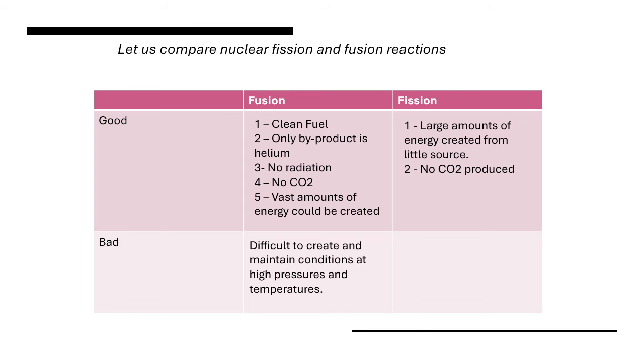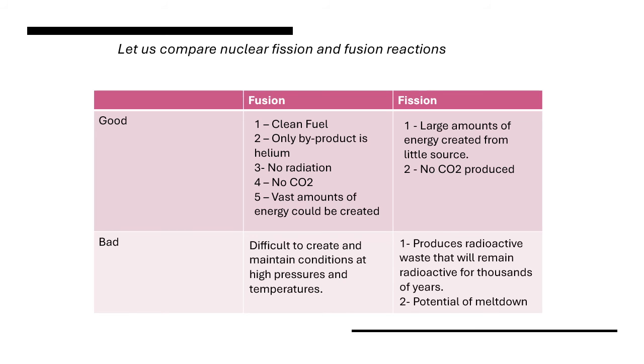Nuclear fission, we know, creates large amounts of energy from very little uranium power source. It also does not produce any carbon dioxide emissions. But the downside of nuclear fission in power stations is that it produces radioactive waste that will remain radioactive for thousands of years. We also have the potential of a nuclear meltdown.